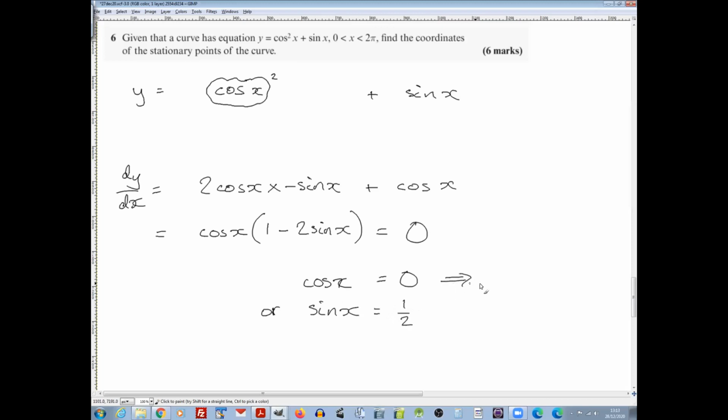If cos x is 0, the angle must be? The angle must be. So we're what time on the clock? Oh, sorry. Did you say 10? No. No, good. What time on the clock is 0 angle? The time on the clock is 3.